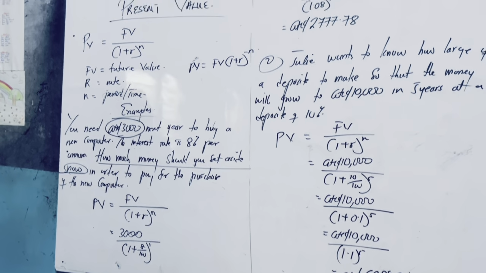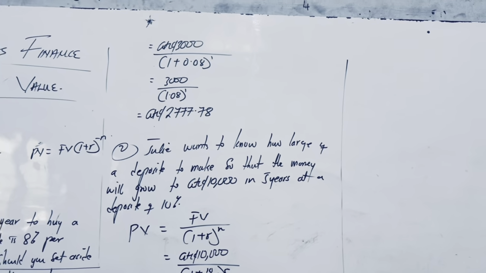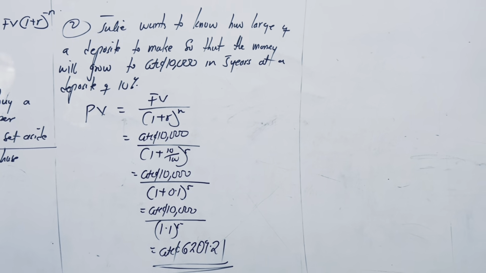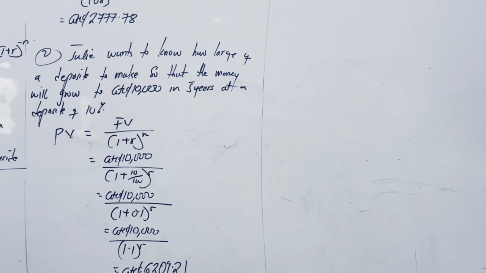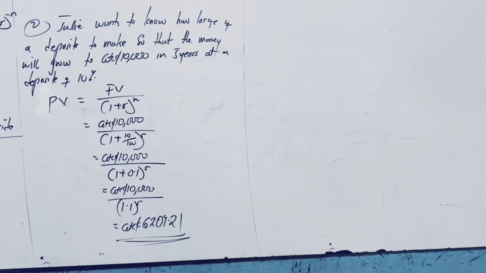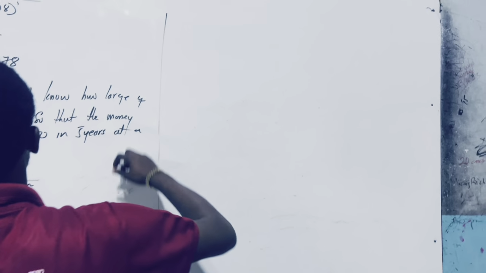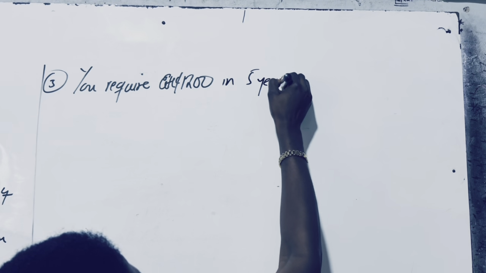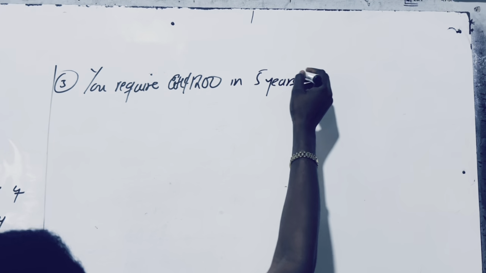So you see, it's one of the most important concepts that we use in the financial sector, investment sectors, and the rest. Now let's try our hands on our last question. Let's say we have this. You require 1,200 Ghana cedis in 5 years.